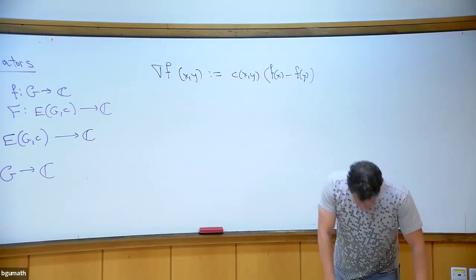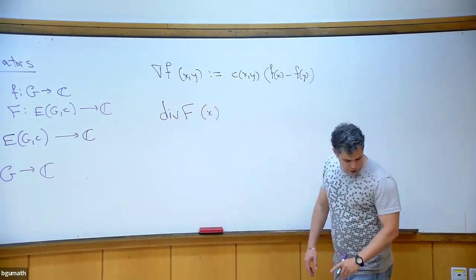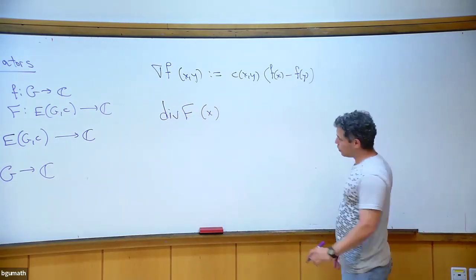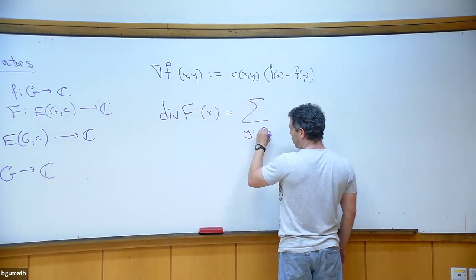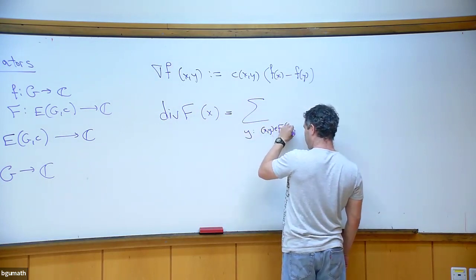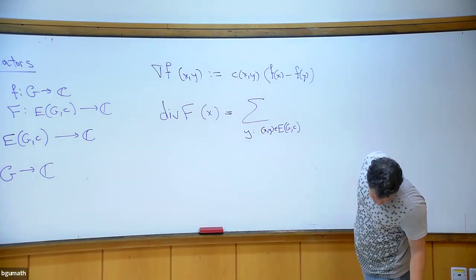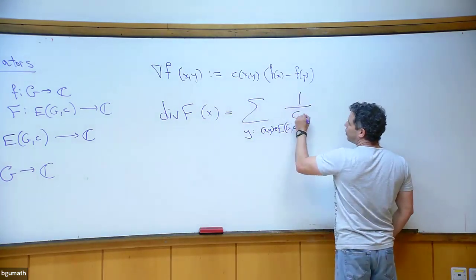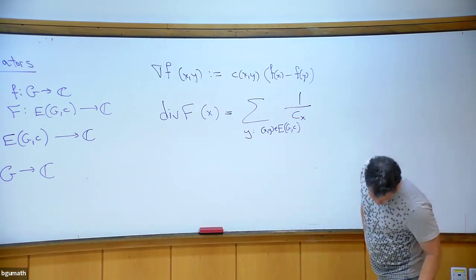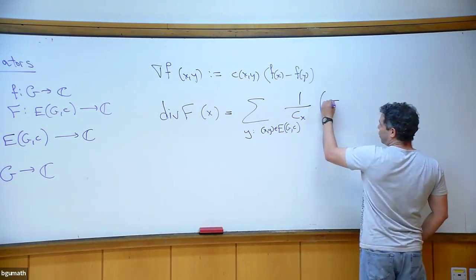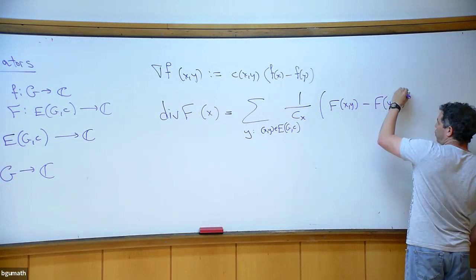And the divergence of this is a function of vertices, and it's a more complicated function because I'm going to sum over all y such that xy is an edge. I'm summing over all the neighbors of x, and there could be infinitely many of them. I'm going to divide by the total conductance out of x. And then I'm going to take f of the edge xy minus the anti-symmetric version of f.